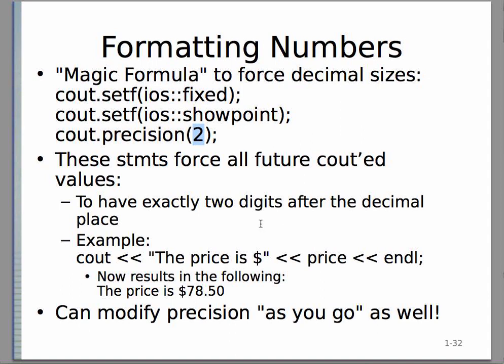Okay, so once you put these statements in, you get things like, if you say print out the price and it's a floating point number, you will always see 2 decimal points. This is useful for when you have currency, things like that. And you can modify all of these. You can modify this to any number.